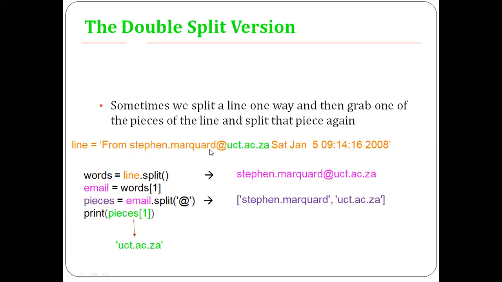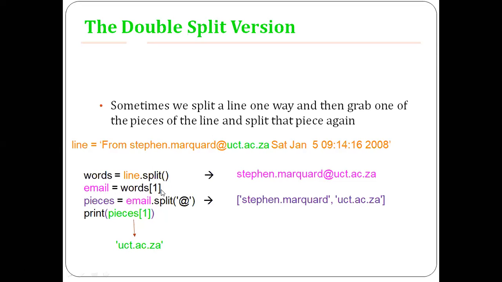Within this word, Stephen dot market is at an index of 0 and this is at an index of 1. Now if you try to print the value of the pieces, that is print pieces of 1, it will give you uct dot ac dot za, stating that you have split the entire string into multiple strings, and each string is again split into multiple words. So in the first two instructions, what you have done is split the entire line into multiple words.